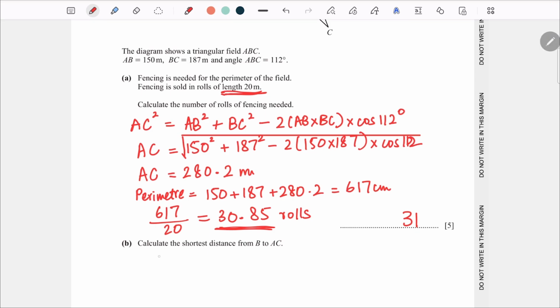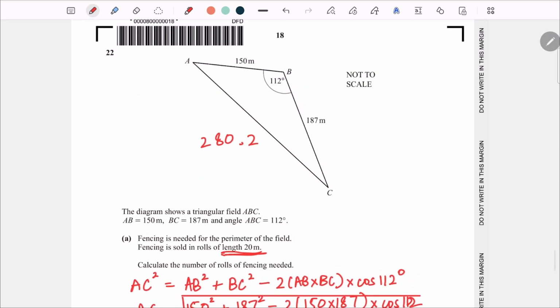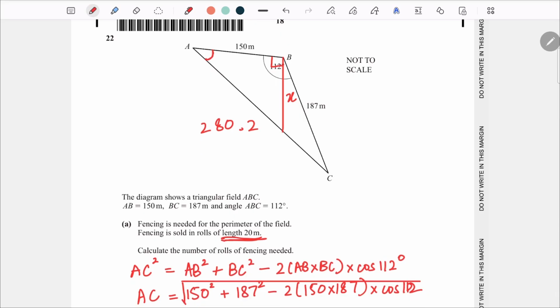Now part B, calculate the shortest distance from B to AC. From B to AC, the shortest distance would be the perpendicular distance. So we'll draw a line. This represents 90 degrees. This is the distance that we need to find. Now here sine rule would be applicable. We have to first find angle A. Angle A can also be found by sine rule.